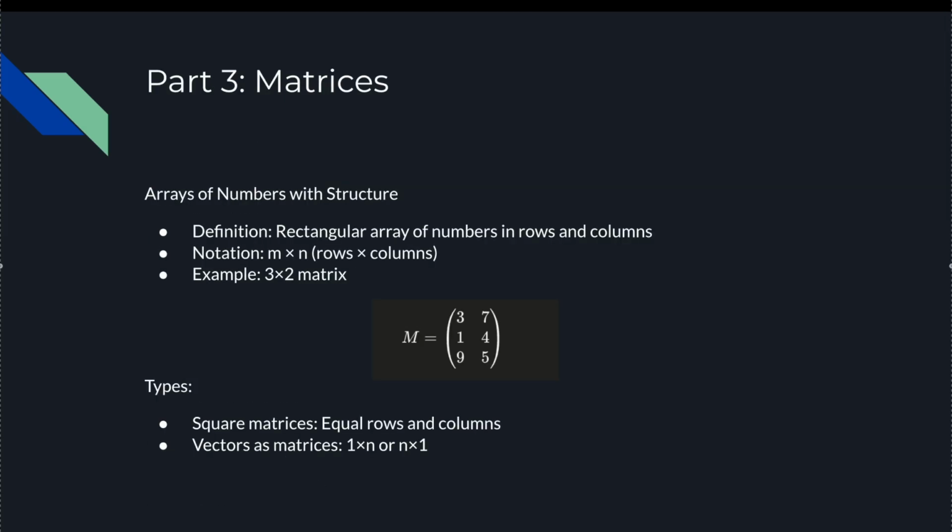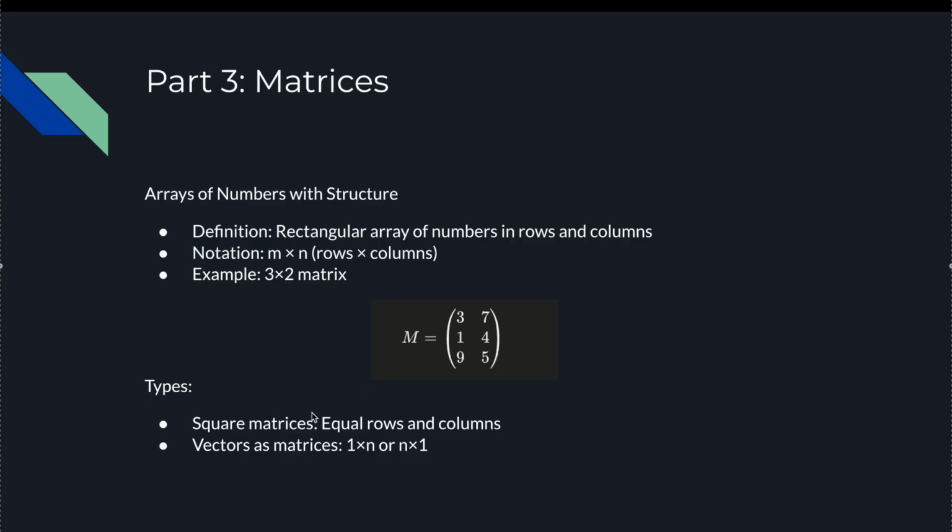Now let's talk about matrices. Matrices are arrays of numbers with structure, and that structure meaning it's arranged with rows and columns. And the notation is generally m times n, which is like rows times columns. So if we take a look at this matrix right here, it has 1, 2, 3 rows and 2 columns. So it's a 3 by 2 matrix.